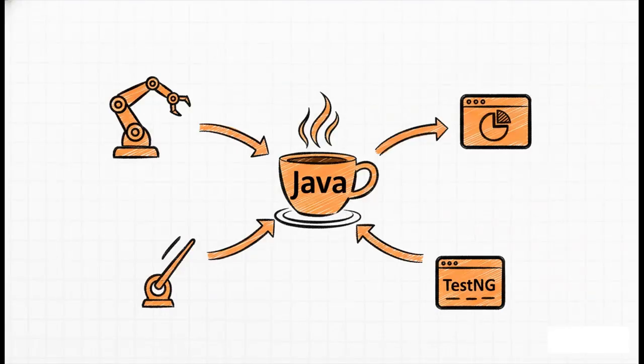So, why Java? Why not something else? Well, it's pretty simple actually. All the major tools we're going to use, Selenium, TestNG, extent reports, they're all built with Java. It's the one language they all understand. By using Java, we make sure all the different parts of our toolkit can talk to each other perfectly.